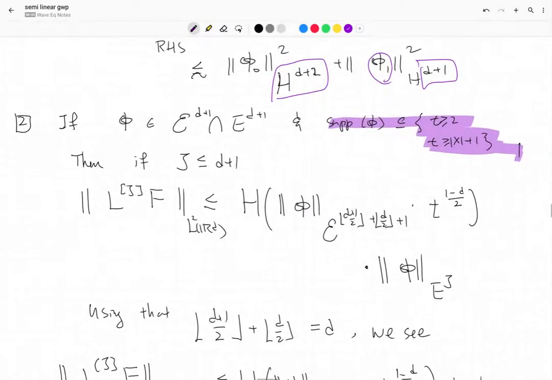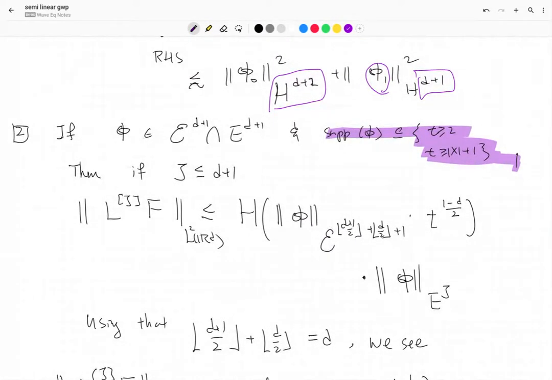Step 2. The key here is we're going to try to justify why we're looking at that particular number of derivatives. The idea is that if we know that phi is in the intersection of curly E^{d+1} and Roman E^{d+1}, meaning that phi is bounded in both norms, and suppose we know that the support of the function phi is within, we're only working in t greater than or equal to 2, and I'm going to assume that the support is within this interior cone, generated by the ball of radius 1.